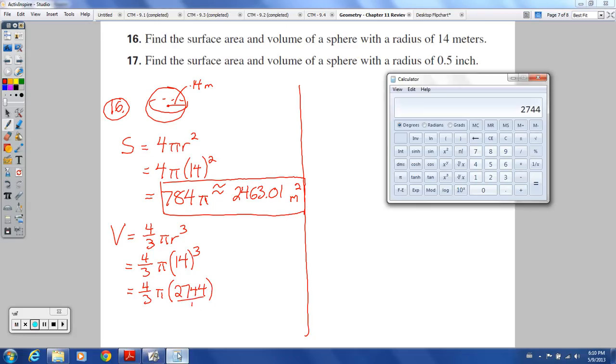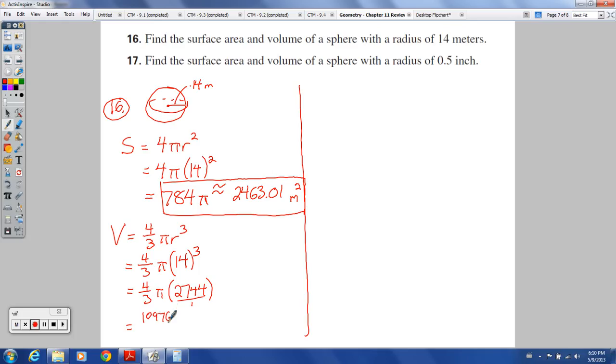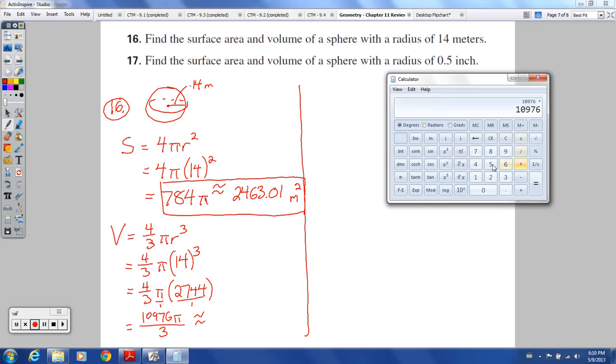We can put that over 1. We can multiply this by 4. Is this reducible? Let's see. No. So I'll get back to what I started with there. So I have this times 4 on the top. I've got 10,976. That much pi. I can think of this as pi over 1 as well. I just multiply the tops together, multiply the bottoms together, and I get that value right there, which is approximately equal to, if I multiply this by pi and divide that by 3, 11,494.04.